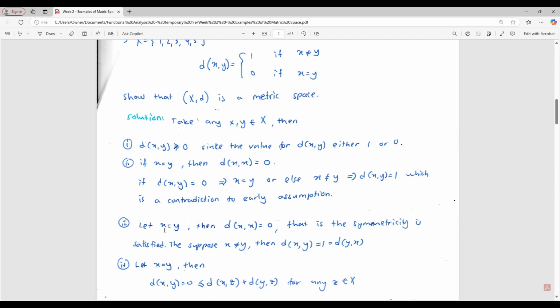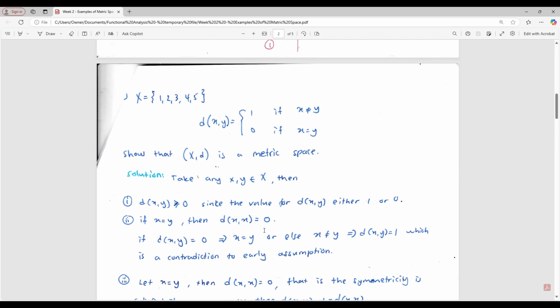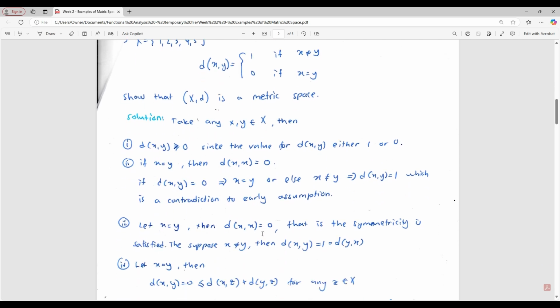So to show the symmetric property, we start with x equal to y. Then we will get the distance between them is equal to 0. So therefore, symmetricity here must be satisfied. Okay, so this case is obvious.